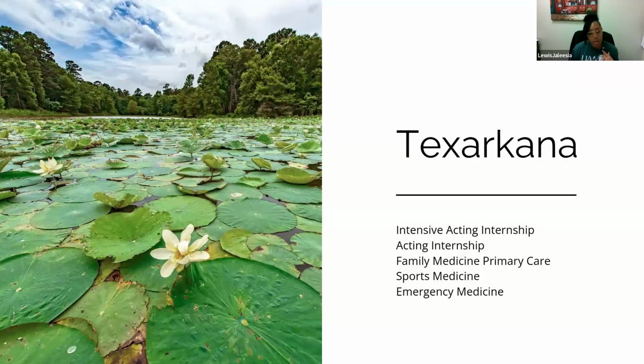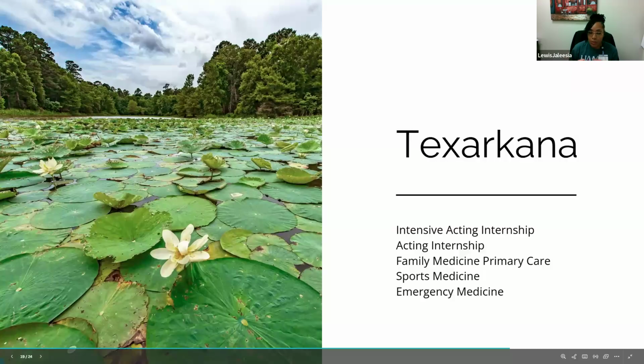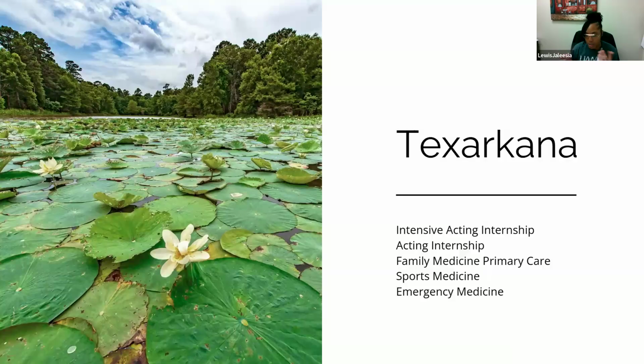Our housing is located in a quiet neighborhood, 2 bed, 2 bath. You may or may not have a roommate. If I can help it, I try to house you all separately, but that's not always the case. Our apartments are not a part of a complex. And then there are also several dining options located around that area. The housing is only about 5 minutes away from the hospital and less than 10 minutes away from the actual clinic.